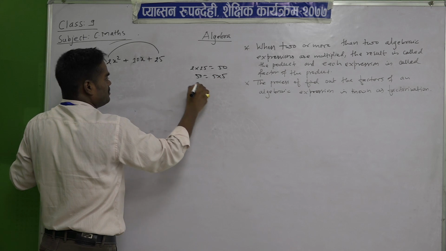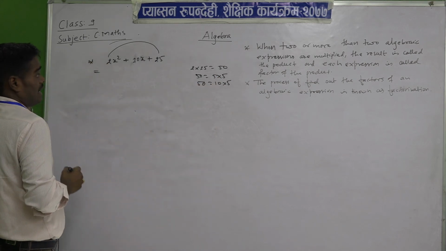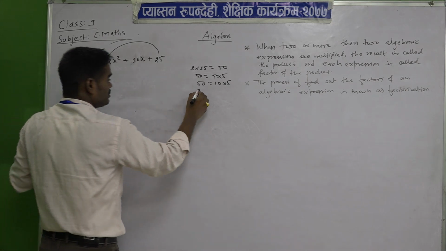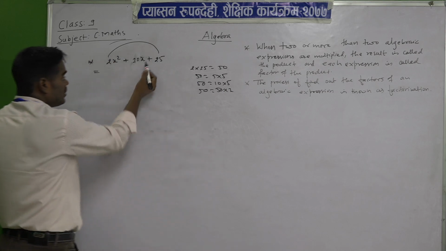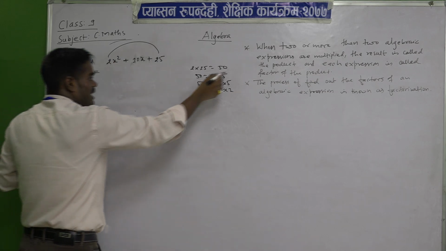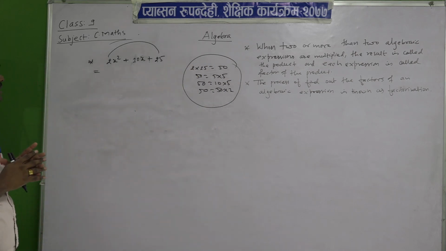5 into 5, 10 into 5, and 50 into 50. So, what is the last sign here? Plus. So, by adding, you have to find the factors. Which two factors, if we add, will we get how much?